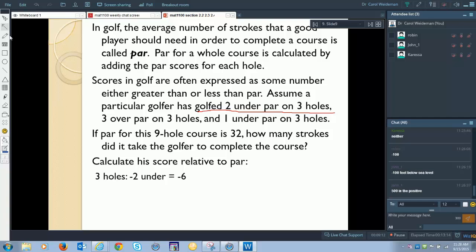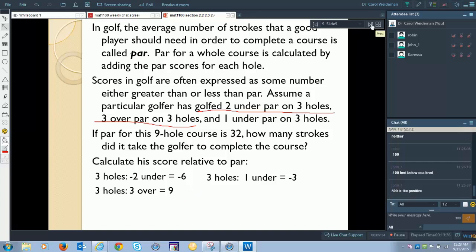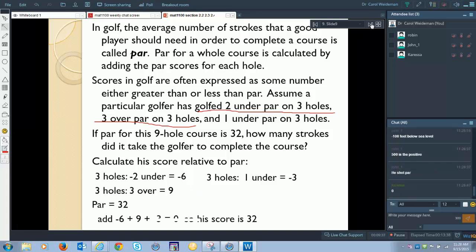And then he did, let's see, what was his next one? He did 3 over par on 3 holes. So 3 holes, 3 over, so 3 times 3 is 9. And then had 1 under par on 3 holes. 1 under, so there should have been -3. So let's add these numbers up. So what do we have relative to par? His par is 32. Yeah, we get a 0. So his score was 32. He made par. The way you'll hear them talk about it is this golfer made par. And actually, I just noticed this should have a -1 in front of it. We multiplied it correctly, but the -1 wasn't there.